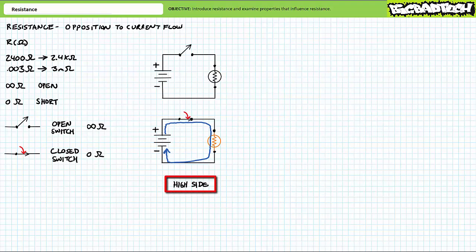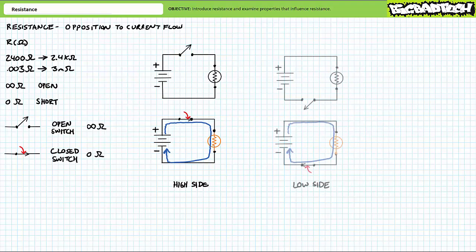This is what is known as a high-side switching arrangement, where a switch is positioned between the positive or high side of the source and the electrical load, as illustrated. This is probably the most common switching arrangement you'll see because it's the safest.